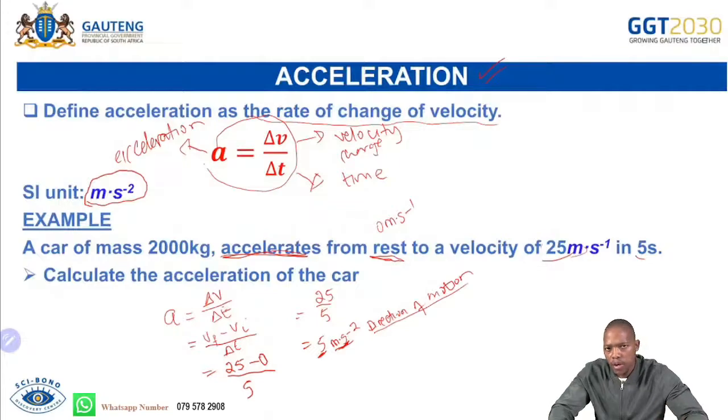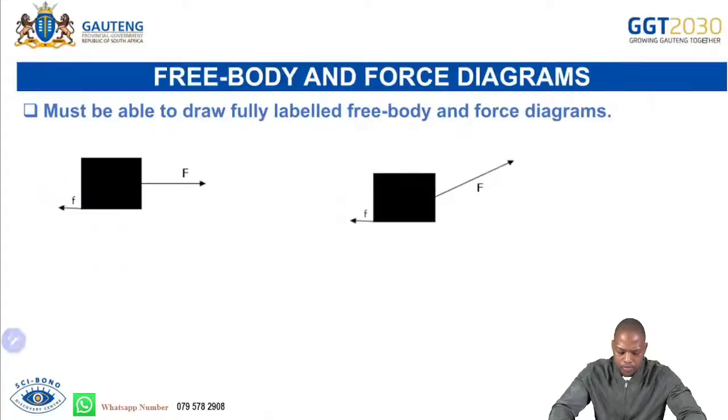It must be 5 meters per second squared in the direction of motion. So that's just a small reminder of acceleration, because when we go and talk about Newton's second law, we have to remember what acceleration is from the lower grade, grade 10.